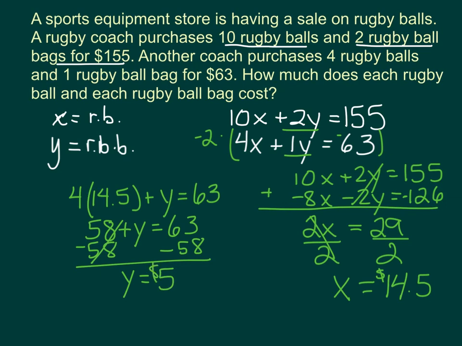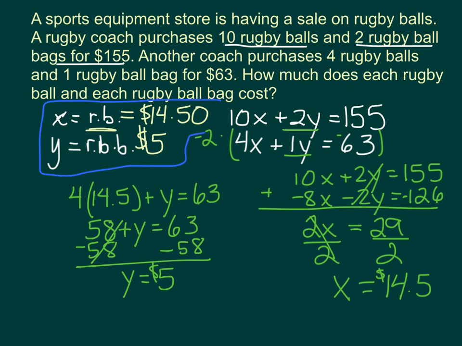Okay, so now we have to distinguish. We're not writing these as an ordered pair, but rugby balls were $14.50. We're going to write it to look like money. And the rugby ball bags were just $5. How very reasonable. Okay, so that's our final answer right there. How much were the rugby balls and the rugby ball bags? All right, bring any questions you have to class, and I will see you then.